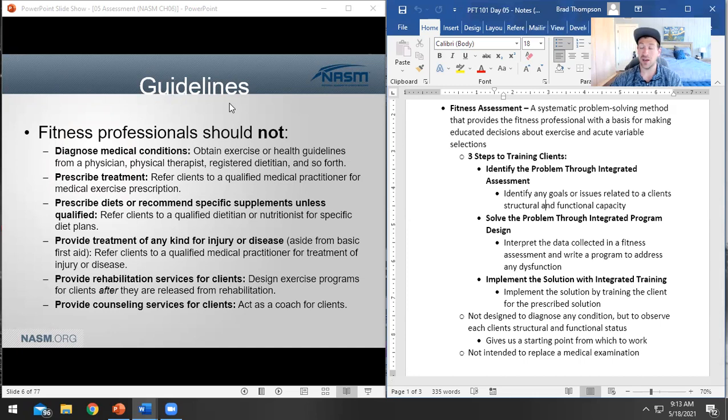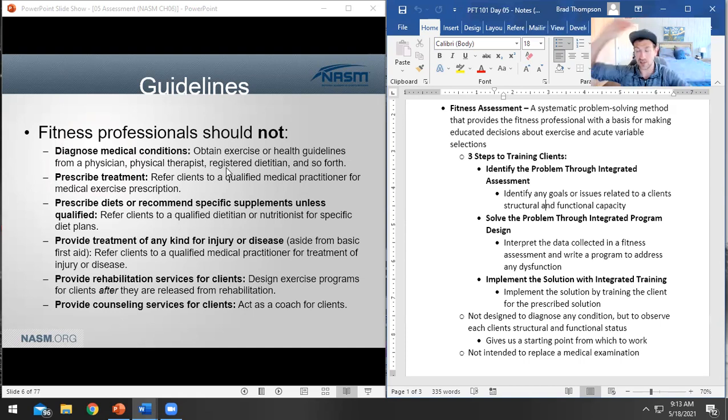So here's a big list of do nots, okay? Do not diagnose medical conditions. Obtain exercise or health guidelines from a physician, a physical therapist, or a registered dietitian. Each of these people in these fields, right? We are certified professionals, like you're going to be a CPT, a certified personal trainer. Each of these types of people, like physicians, obviously, are medically trained professionals who have medical licensures. Well, so are physical therapists, and so are registered dietitians.